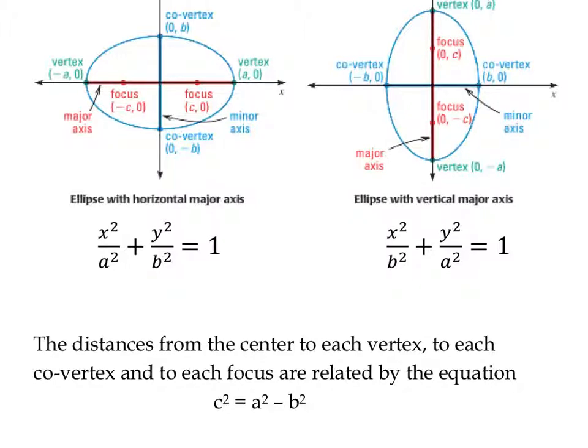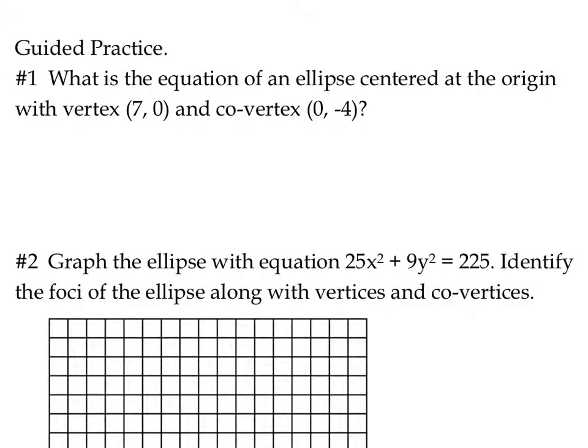So let's see some examples of what we can do with these. This first example is we're going to write an equation of the ellipse centered at the origin with a vertex at 7, 0 and covertex at 0, negative 4. I'm just going to draw a quick sketch of what this might look like.